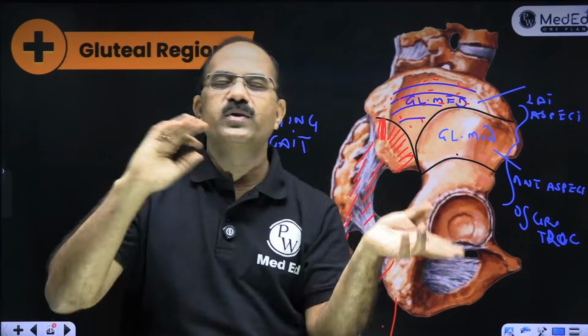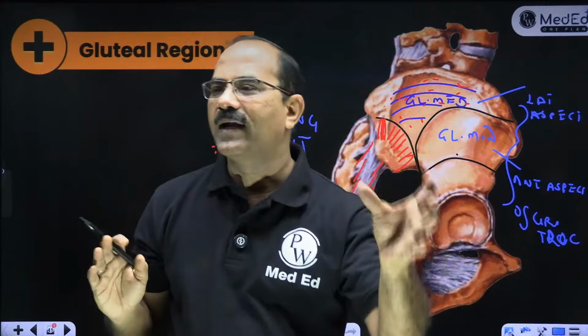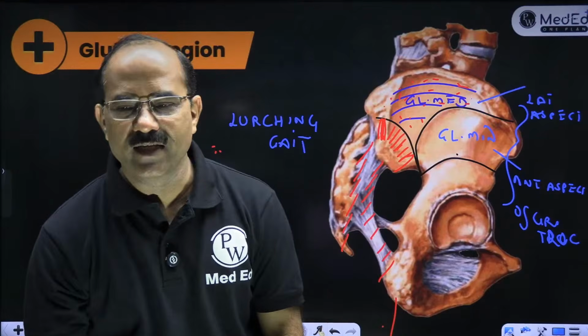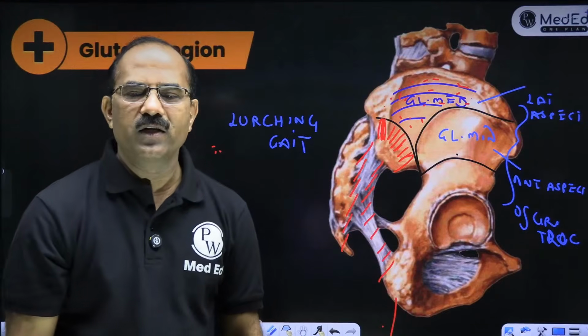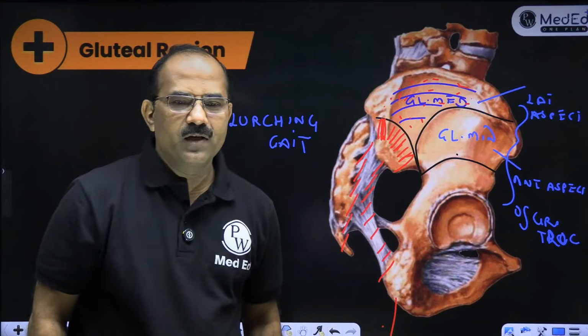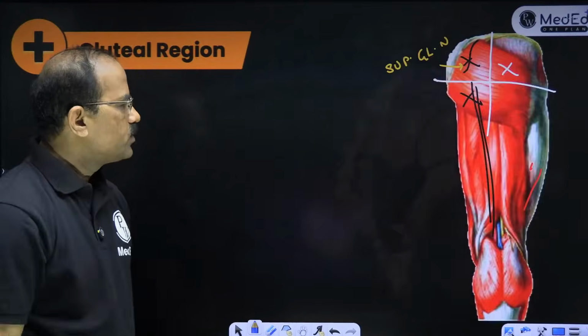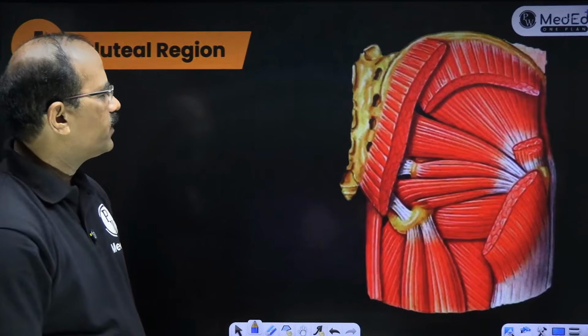If both glutei are paralyzed, the person walks like a duck, and this is what we call waddling gait. And this sign is known as Trendelenburg's sign. Fine. Okay. Perfect. Good, great. Very nice.